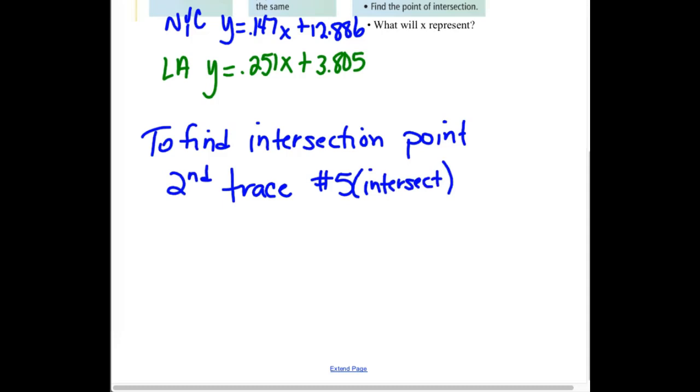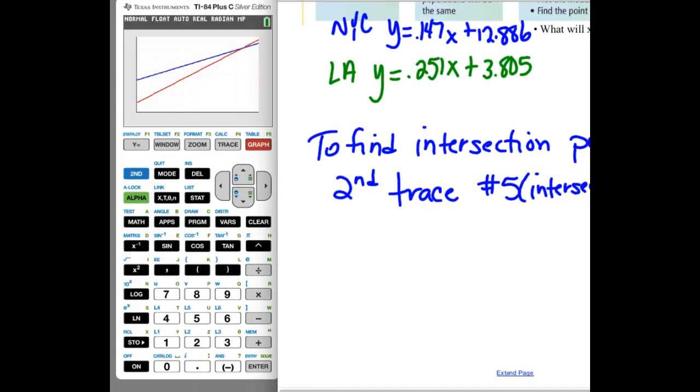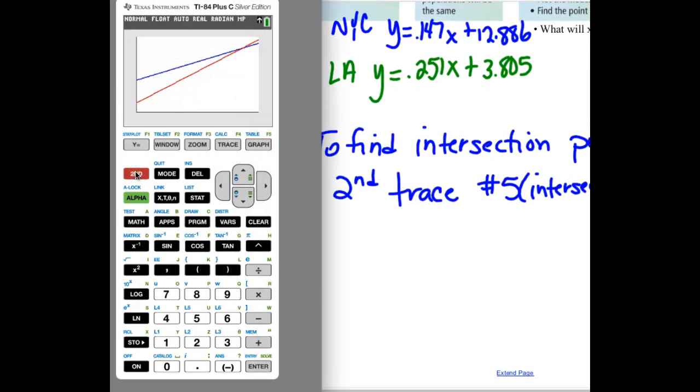Okay, so let's start there. On my calculator, I'm going to do second, and then the trace key is up here right next to the graph key. Notice number 5 is an intersect. Now, the cursor is blinking on the first equation that was entered. At the bottom, it says first curve with a question mark. You're just saying, yes, this is my first equation that I want to use. I'm going to hit enter to acknowledge that.